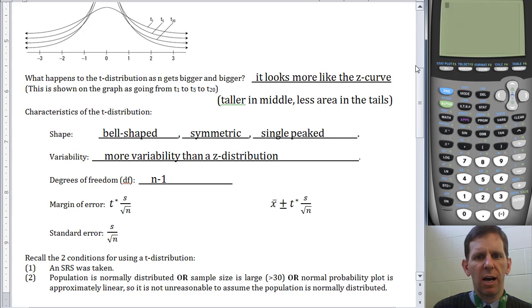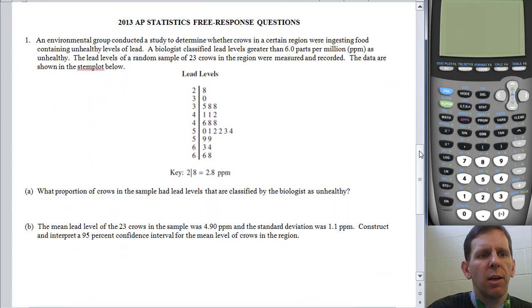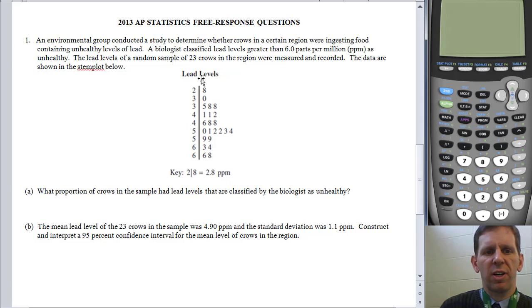This is another example of a confidence interval from the 2013 AP Statistics exam. It reads, an environmental group conducted a study to determine whether crows in a certain region were ingesting food containing unhealthy levels of lead. A biologist classified lead levels greater than 6 parts per million as unhealthy. The lead levels of a random sample of 23 crows in the region were measured and recorded. The data are shown in the stem plot below. You'll notice that in the stem plot, they're written as decimals, so 2/8 represents 2.8 instead of 28. We're going to skip part A and move on to part B.